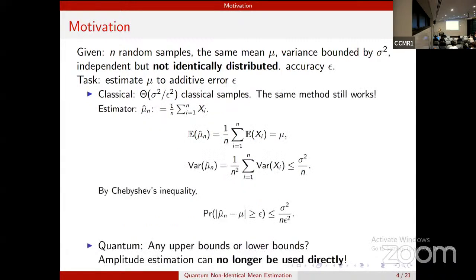But what about the quantum computers? For quantum computers, the former method is not applicable because of the non-identity; the amplitude estimation method can no longer be used directly. So for this setting, do we still have some quantum algorithm to achieve some quantum speed up, or is there some fundamental limit? So we will have some lower bounds. This is what our paper answers.